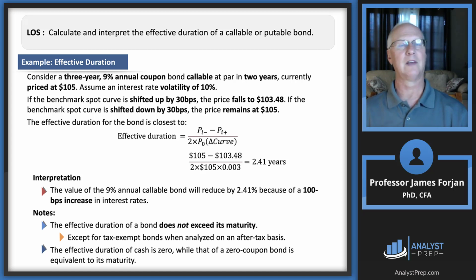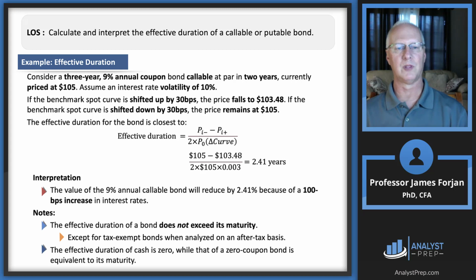Notice the LOS asks us to interpret. And so what this is going to tell us is that if the yield curve shifts upward by 100 basis points, then the bond will lose 2.41% of its value. And that answers the calculate and interpret part.